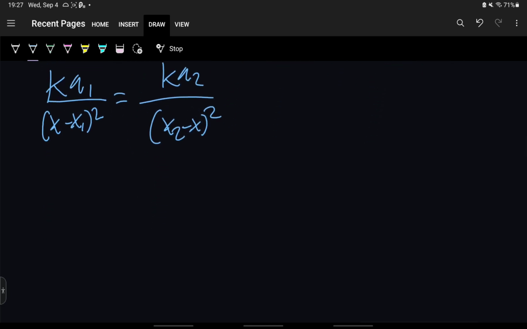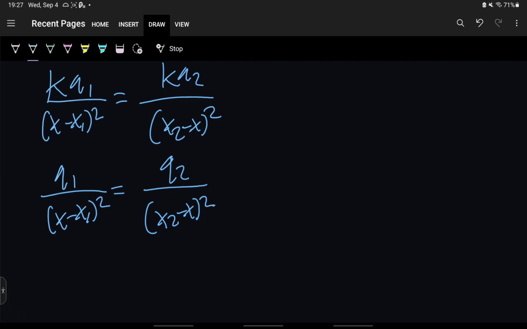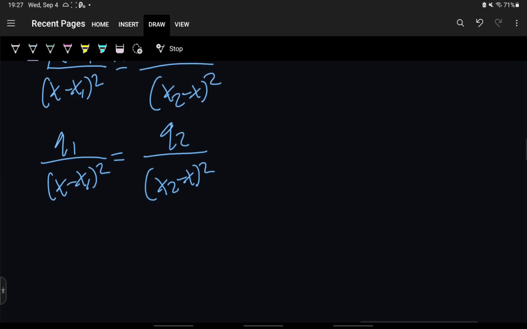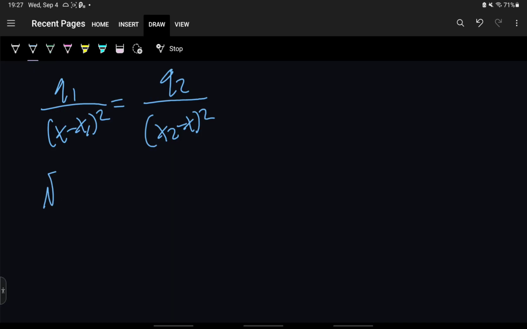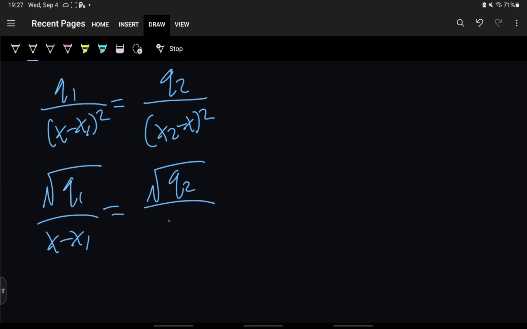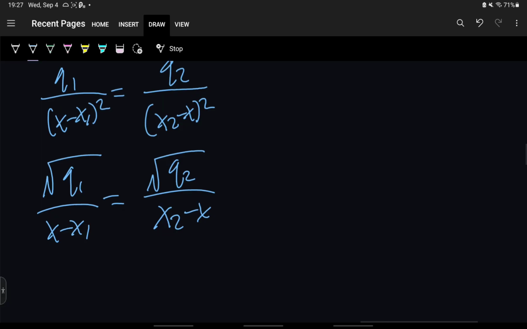First we cancel k on both sides. That turns into q1 divided by (x minus x1) squared equals q2 divided by (x2 minus x) squared. Now let's take the square root of both sides. That gives the square root of q1 divided by (x minus x1) equals the square root of q2 divided by (x2 minus x). And now we can cross multiply and solve for x.